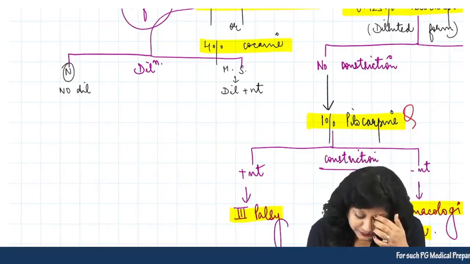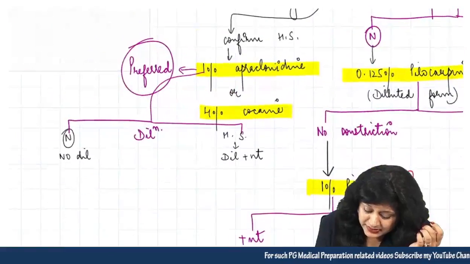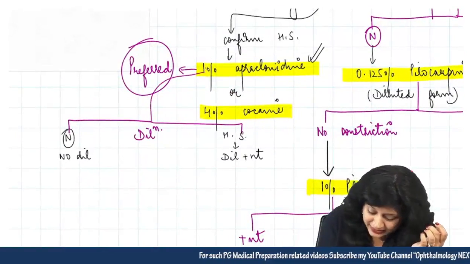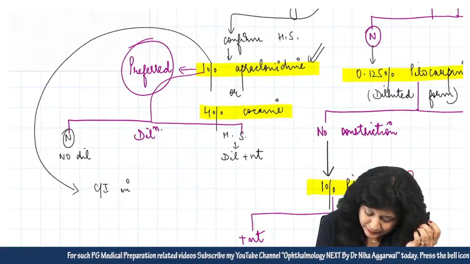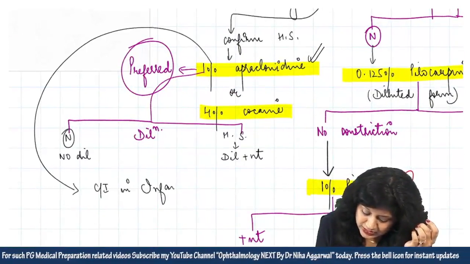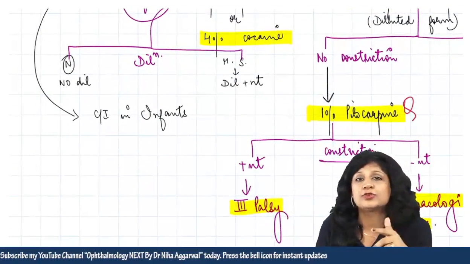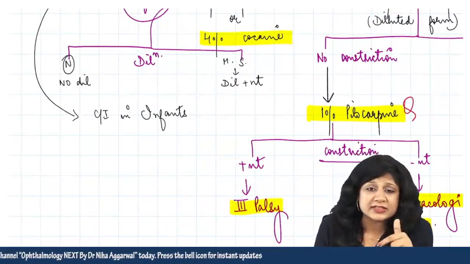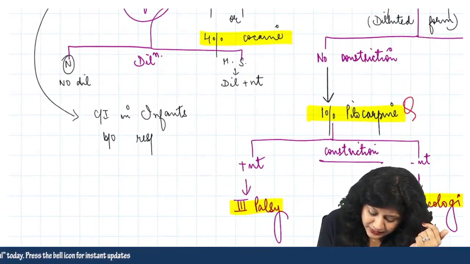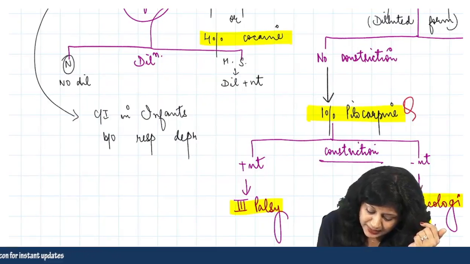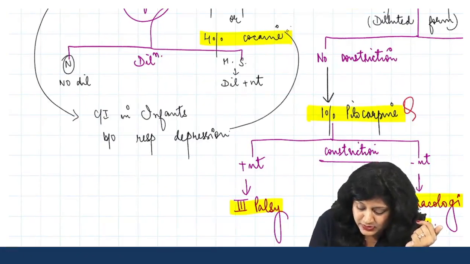But the problem is that 1% apraclonidine is contraindicated in infants. You cannot use this drug in infants. If you remember, this happens with brimonidine also, which is a CNS depressant. Here it is contraindicated because of respiratory depression. So if I have an infant and I have to check this, then in that case I will be using 4% cocaine only.